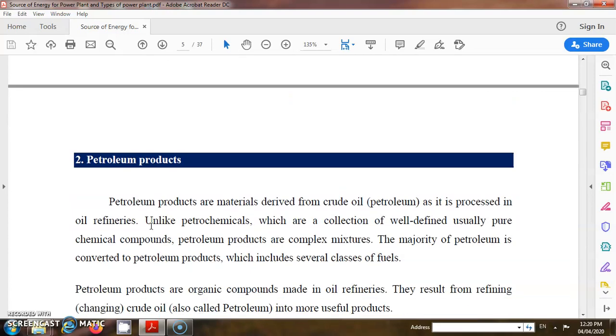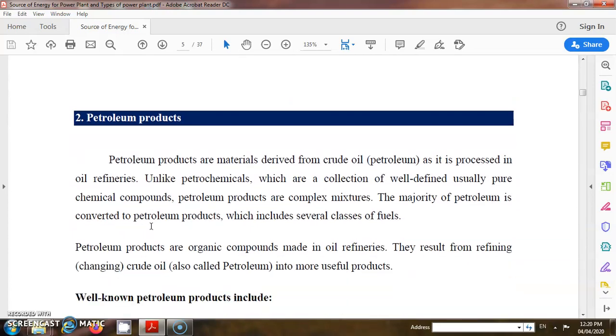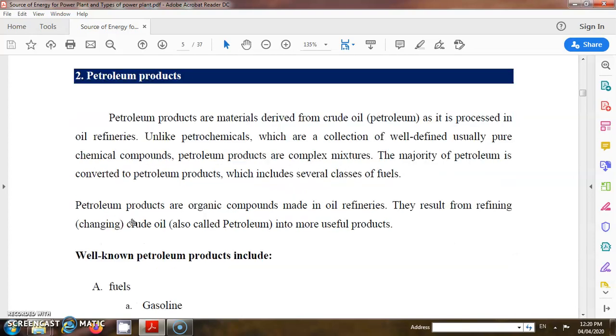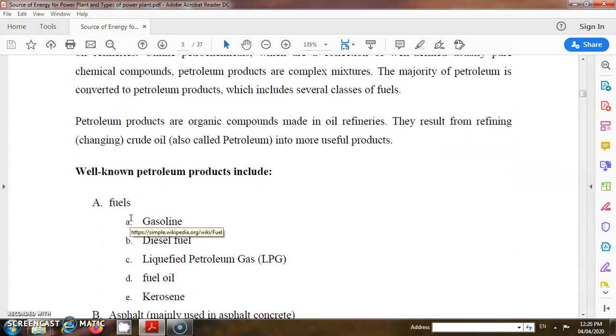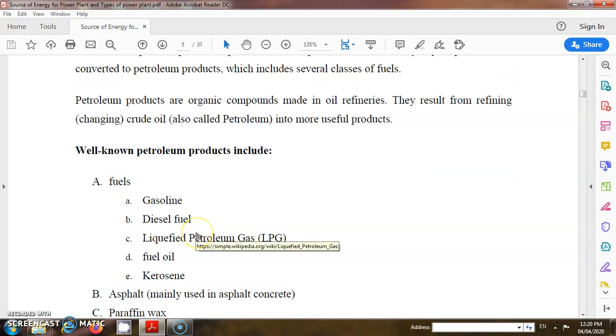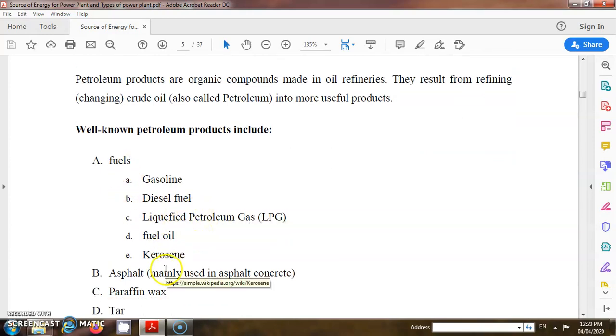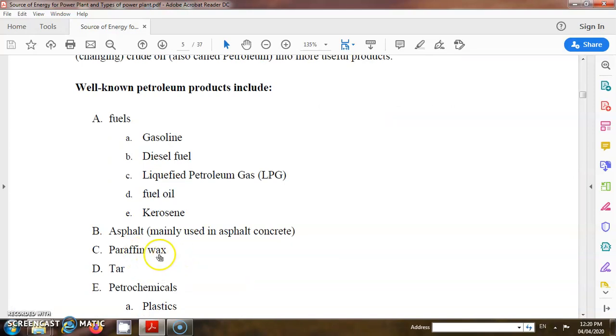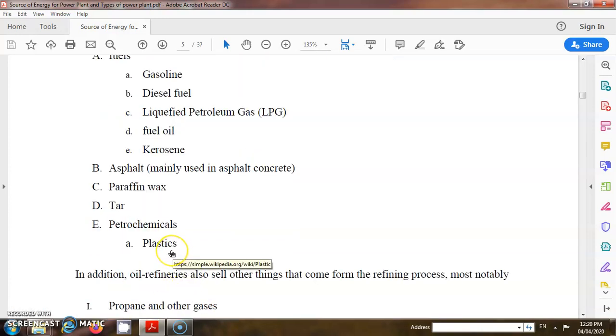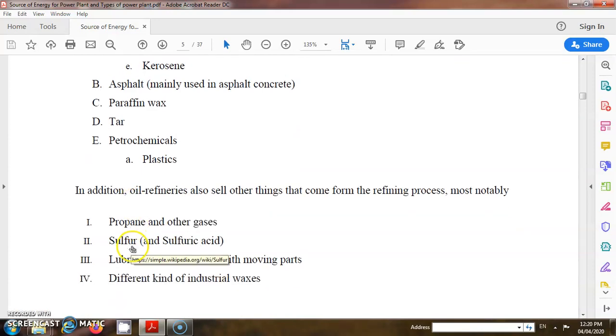The second point of our discussion in this module is petroleum products. Petroleum products are materials derived from crude oil, processed in oil refineries. Well-known petroleum products include fuels such as gasoline, diesel, LPG, fuel oil, and kerosene. Also wax, asphalt, tar, and petrochemicals like plastics are part of it. In addition, some products come from the refining process.